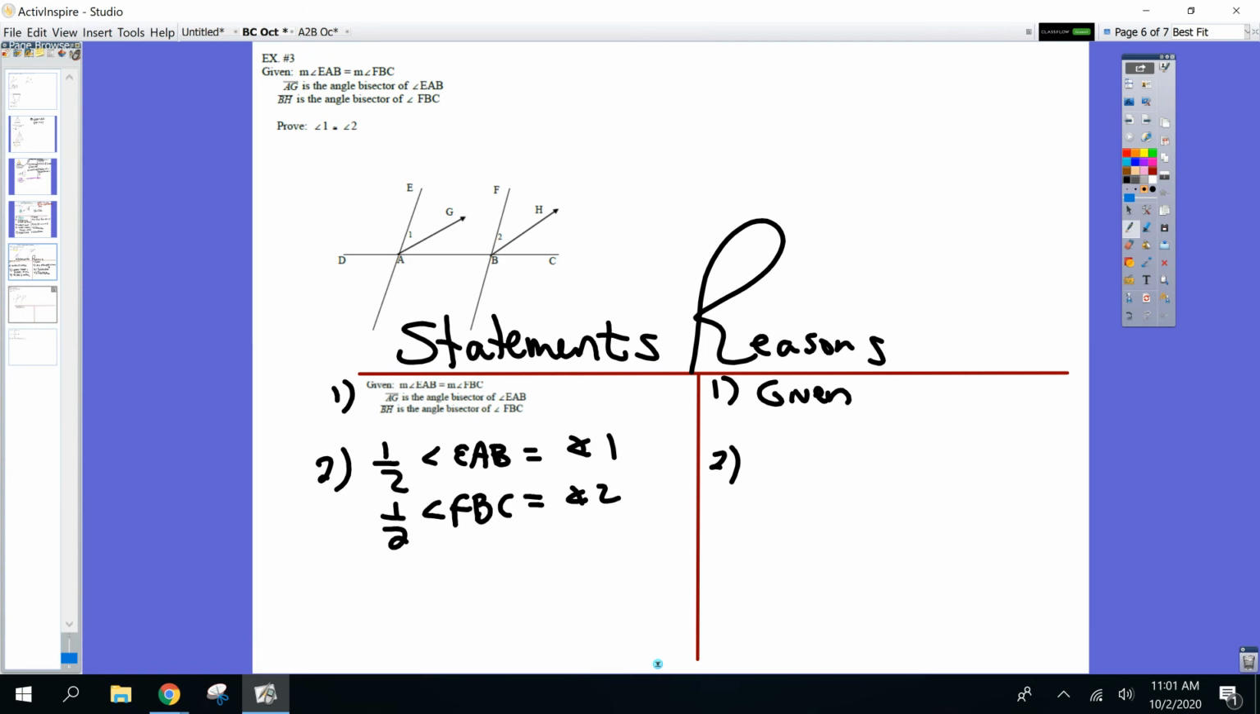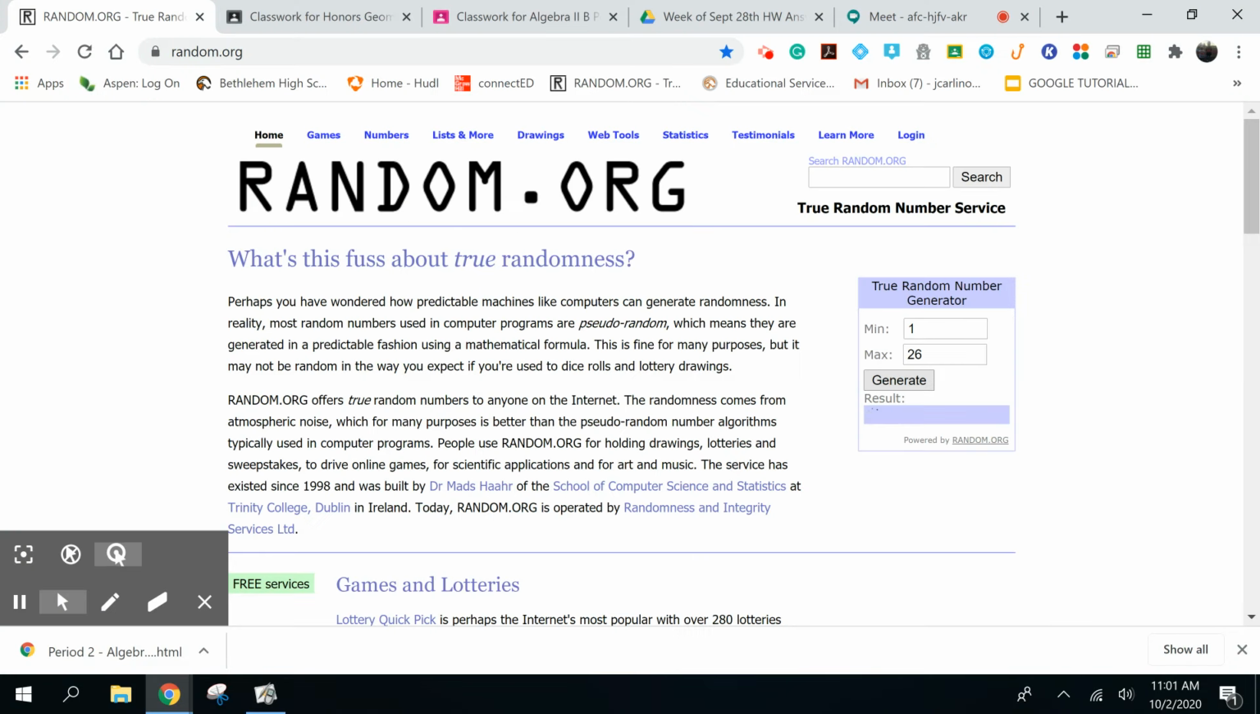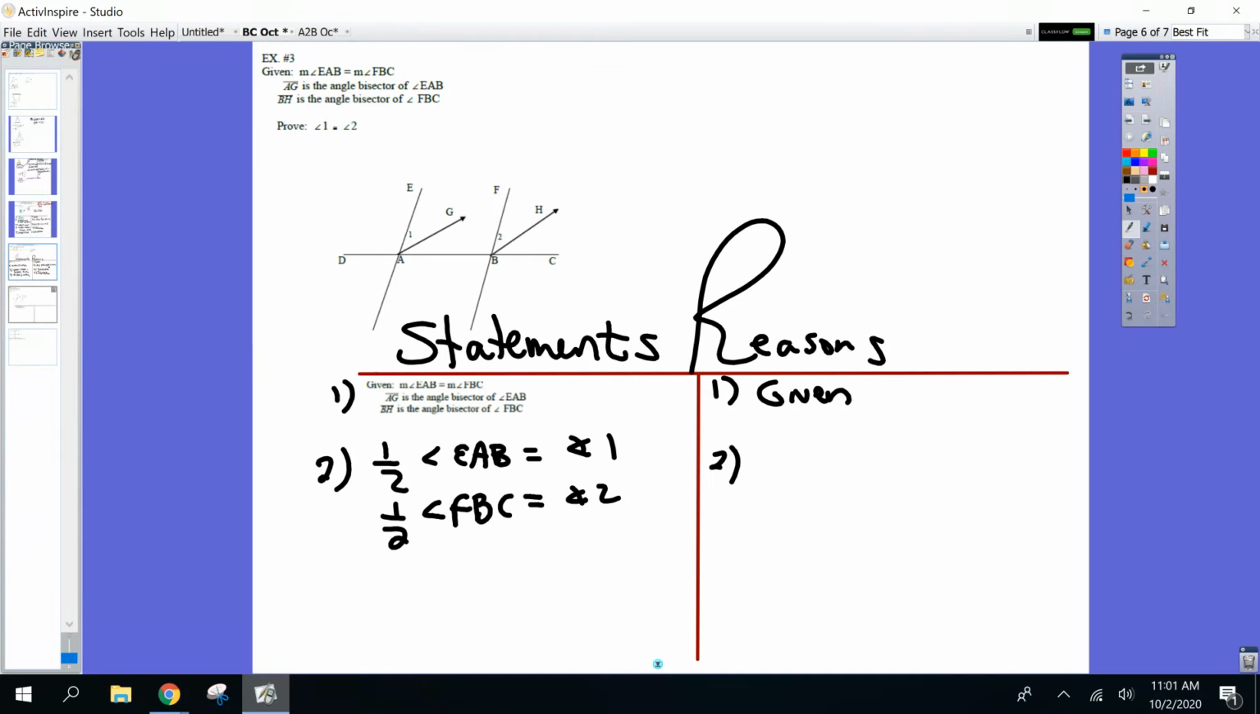Why can both of these guys take half? What gives them a good reason to take half? I'm not going to give anything away anymore. Quincy, why can they take half those angles? Because they have a bisector. Definition of a bisector. Boom!